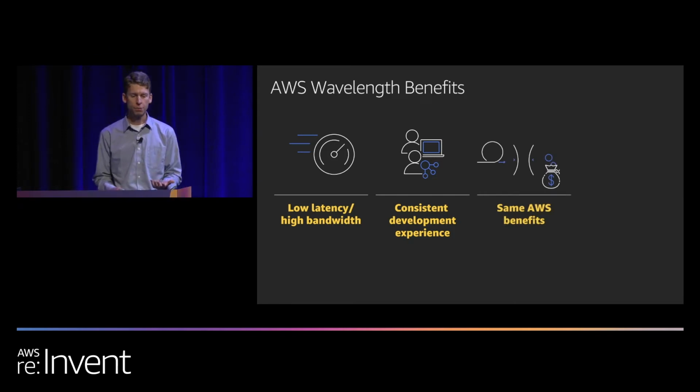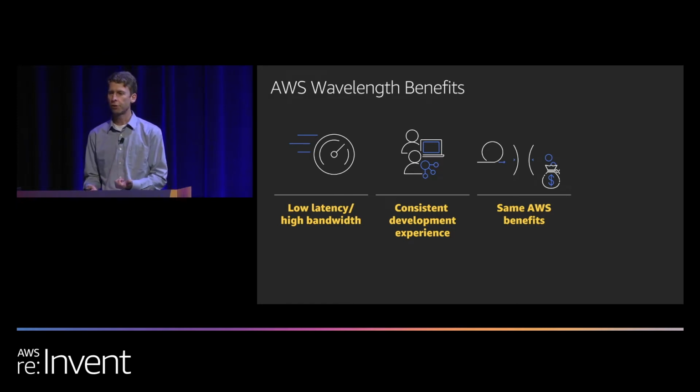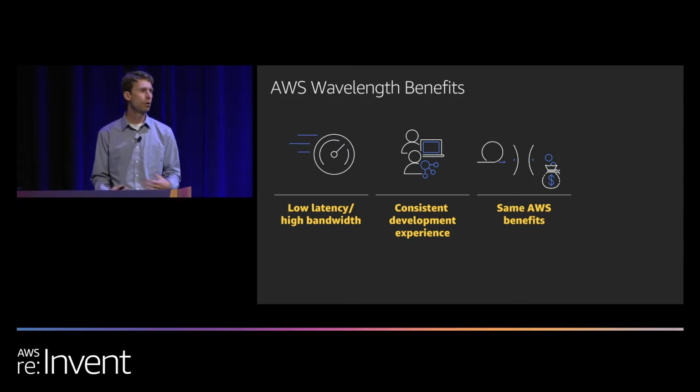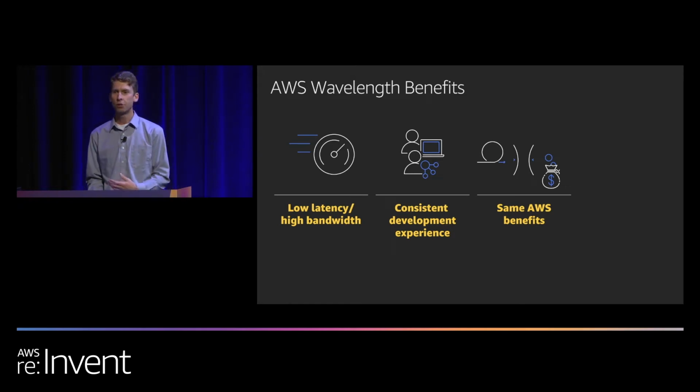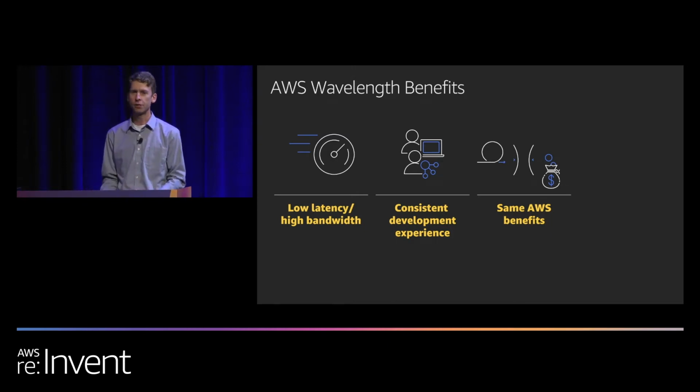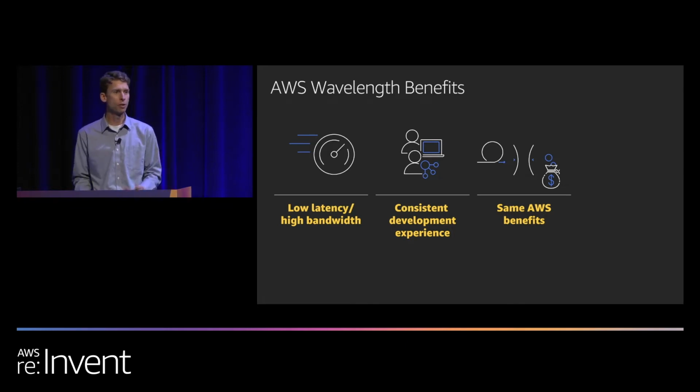Another benefit for customers is that with Wavelength, you get capacity close to your end users and data with all the standard AWS benefits you're used to. So everything like pay-as-you-go pricing, no commitments, and the ability to scale up and scale down on demand. So you don't need to worry about trying to purchase compute capacity in various telecommunication providers' data centers or anything like that. You just basically use AWS as you're used to using AWS.